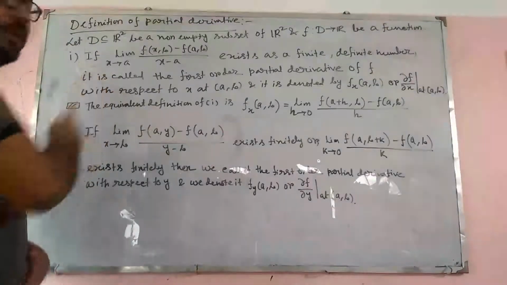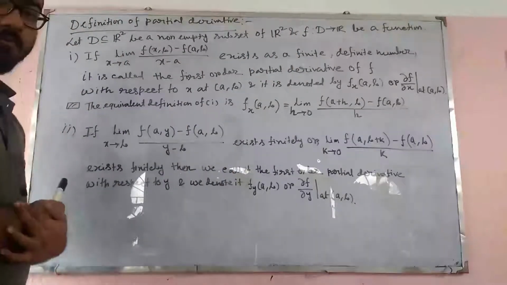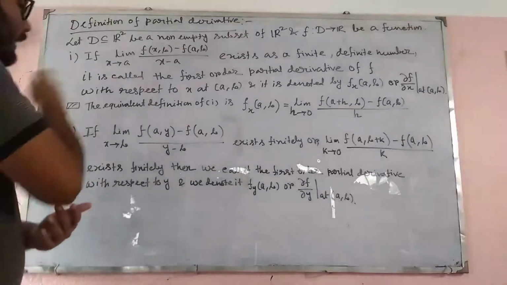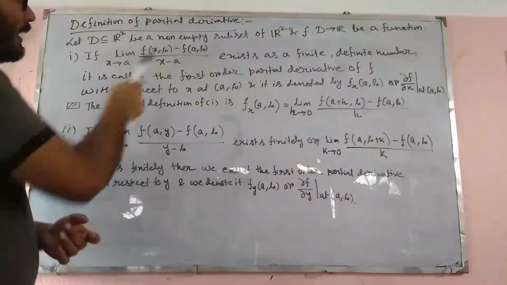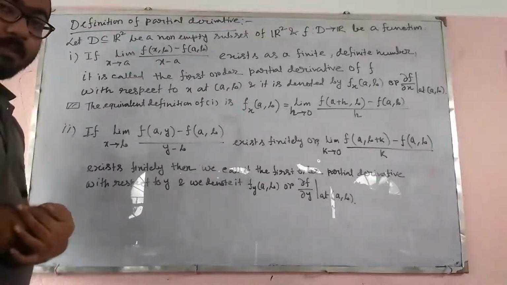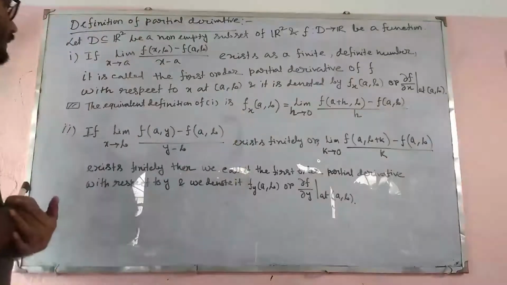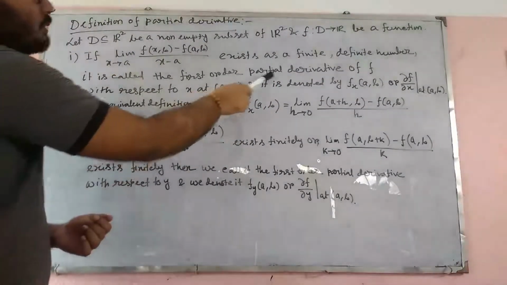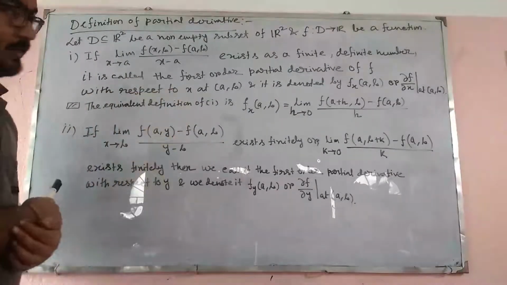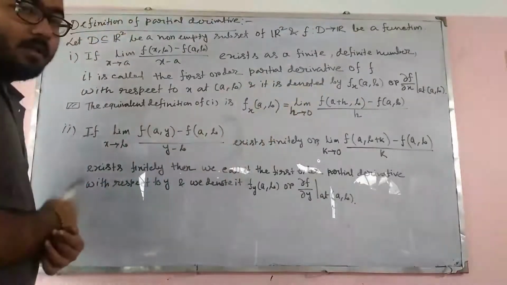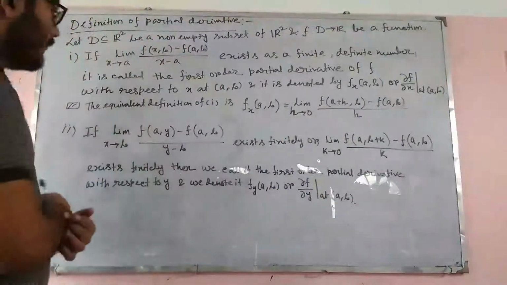Let D be a non-empty subset of R2 and f be a function from D to R. If the limit as x tends to a of f of x comma b minus f of a comma b by x minus a exists as a finite definite number, then it is called the first order partial derivative of f with respect to x at a comma b, and it is denoted by fx of a comma b or del f del x at a comma b.